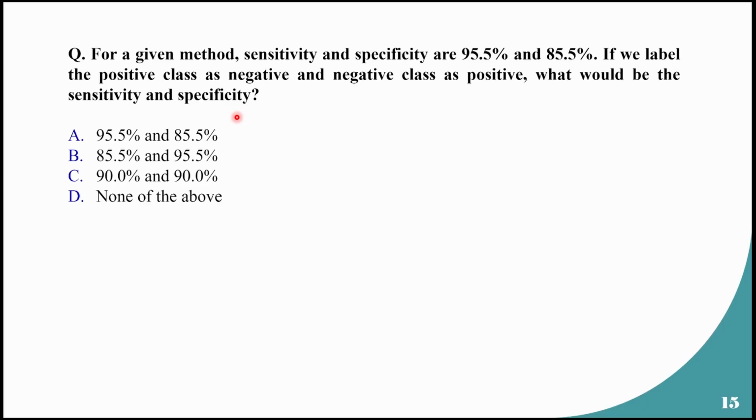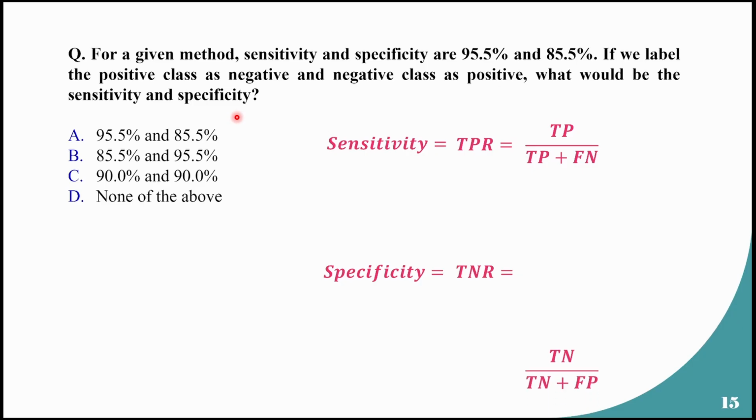Yeah, so we see option B here. Basically, sensitivity was the true positive rate, which was true positive divided by true positive plus false negative. Specificity was the true negative rate, which was true negative divided by true negative plus false positive. And now what the question is demanding is that you switch the labels of positives and negatives, right? So basically, in this case, your true positive will become a true negative. Okay. So true positive will become a true negative, and then the false negative will become a false positive.